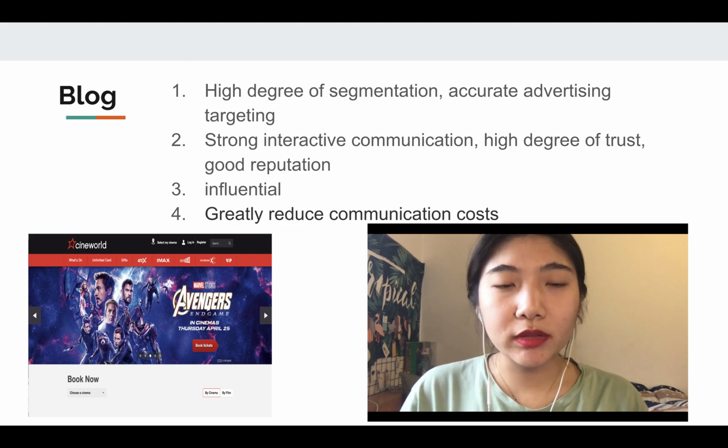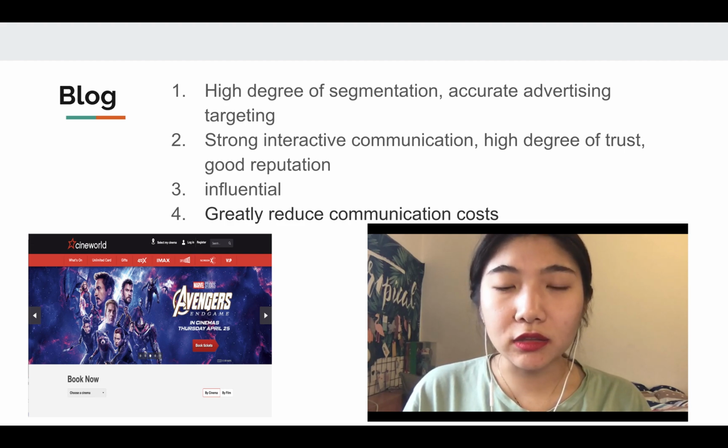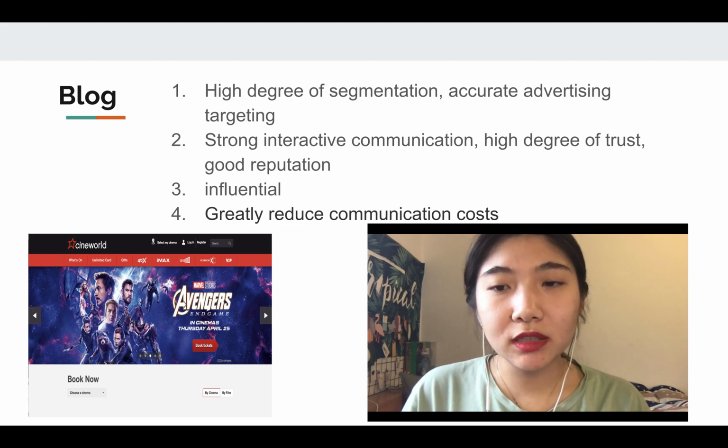The next point is influence. With the emergence of many bloggers, the influence of blogs has become more and more serious, and bloggers have gradually become netizens' opinion leaders who get the trend of netizens' public opinion. The evaluations and opinions they publish will spread rapidly on the internet in a very short period of time, which will have a huge impact on brands.